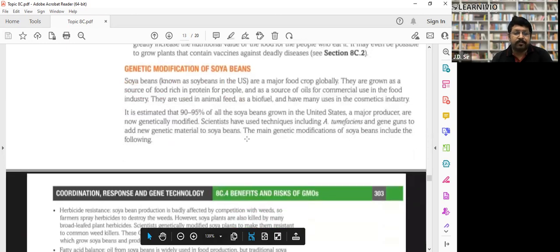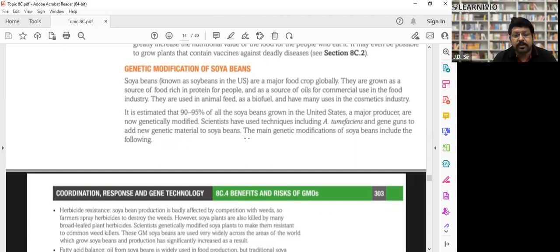Genetically modified soybean, GM soybean. Soybean, known as soybeans in the USA, has the biological name Glycine max. It is a major crop globally. It is also grown as a protein-rich source of food for people and a source of oil for commercial use in the food industry. It is used in animal feed and biofuel, and in the cosmetic industry. It is estimated that 90 to 95% of all soybeans grown in the United States, a major producer, are now genetically modified. Scientists have used techniques including Agrobacterium tumefaciens and gene guns to add new genetic material to soybeans.